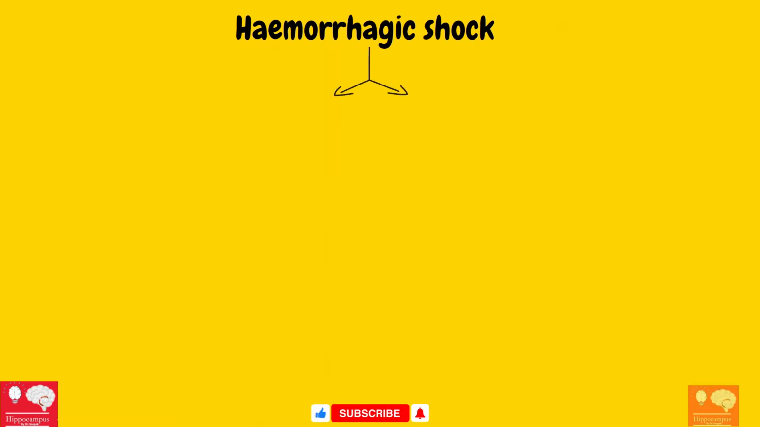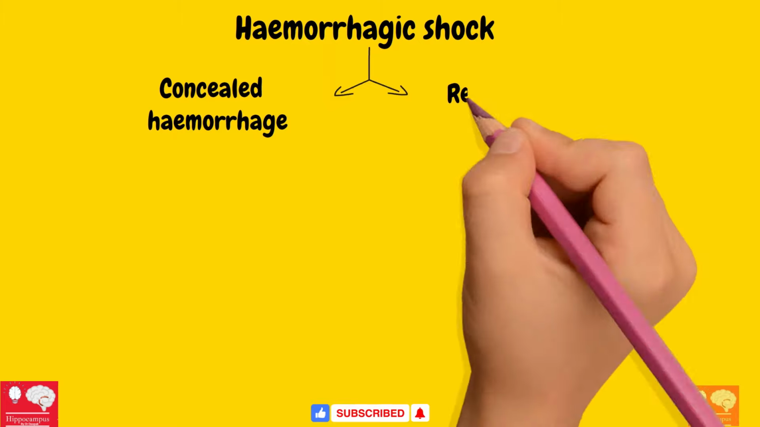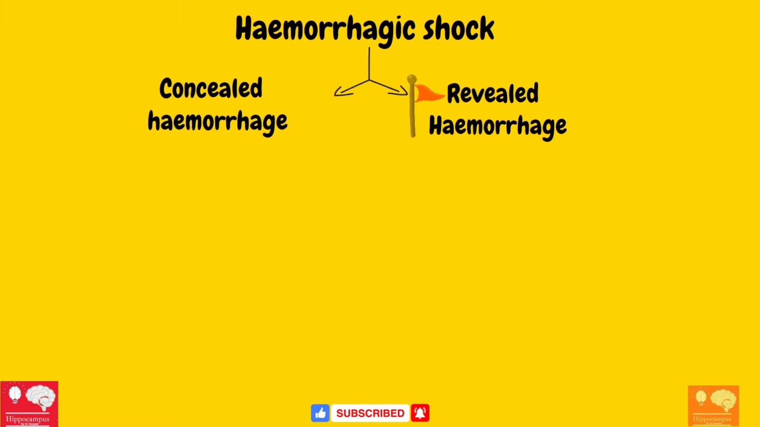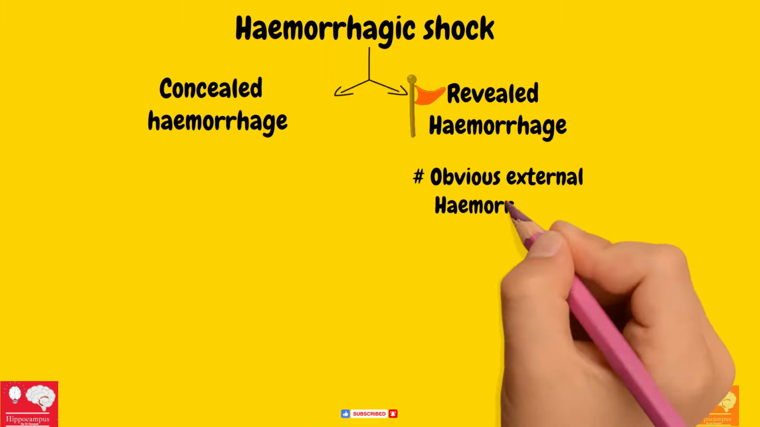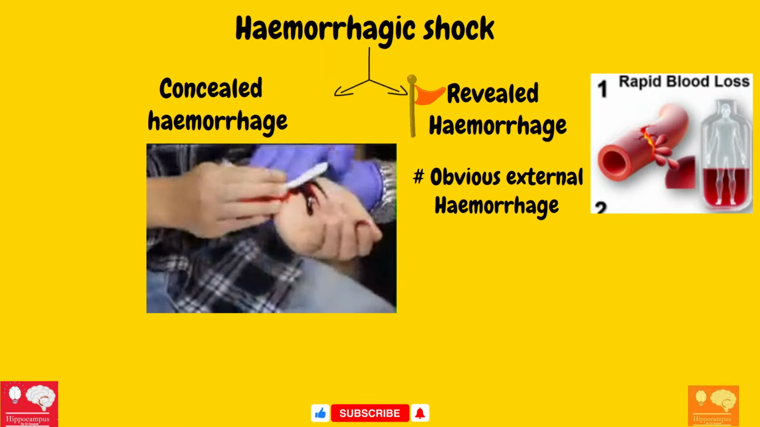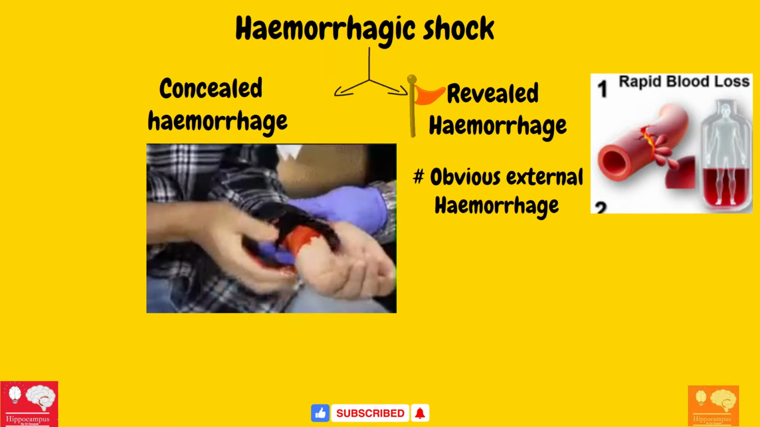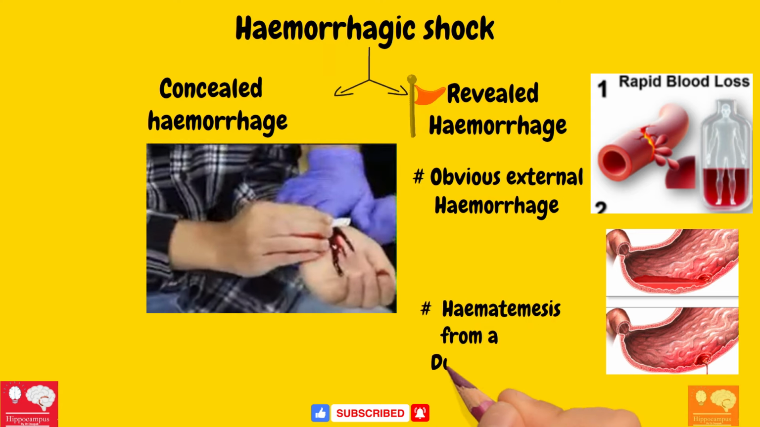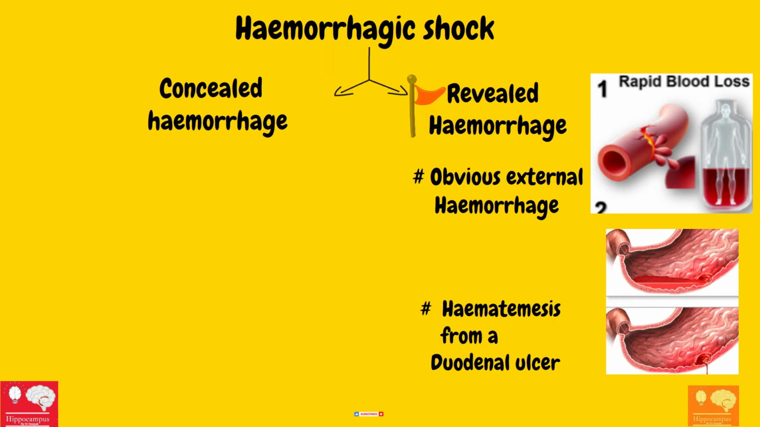You can either have concealed hemorrhage or revealed hemorrhage. Revealed hemorrhage is obvious external hemorrhage such as exsanguination from an open arterial wound or massive hematemesis from a duodenal ulcer. So you could actually see blood loss happening, and that is a revealed bleed.